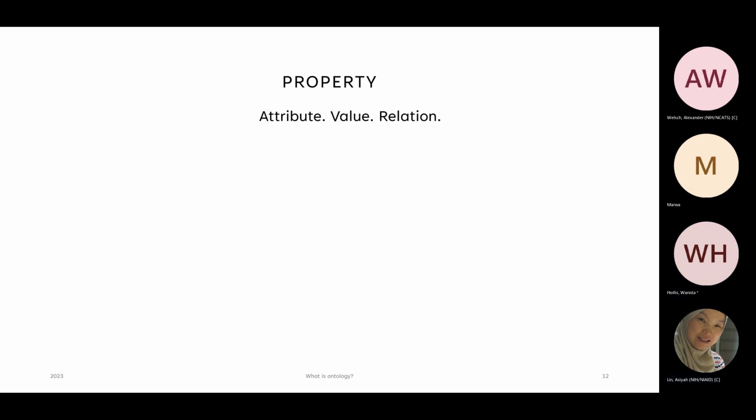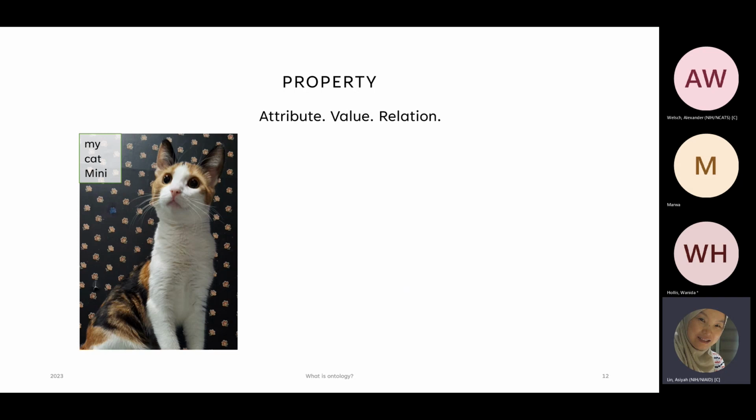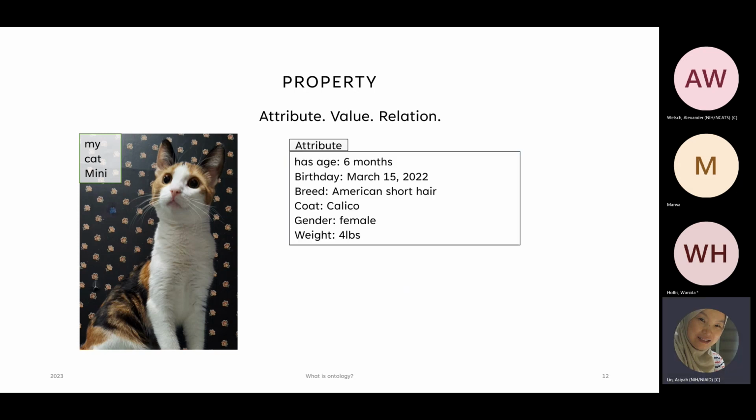So today we are going to talk about property. There are many things to describe a thing. The thing can have attributes, the attribute can have values, and this thing can have relationships with other things in the world. So again, I'm using my cat Minnie as an example. Minnie has a lot of attributes. At the time this was taken, she's 6 months, her birthday is March 15th, 2022, her breed is American Shorthair, she has a calico coat that is orange, black, and white, she has a gender that's female, and she has a weight that is 4 pounds.